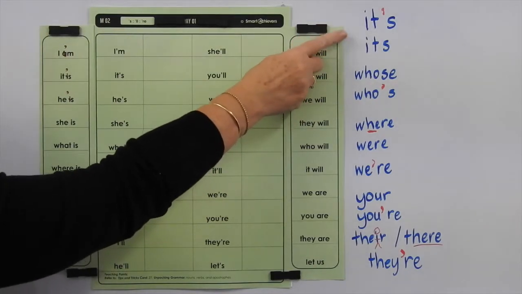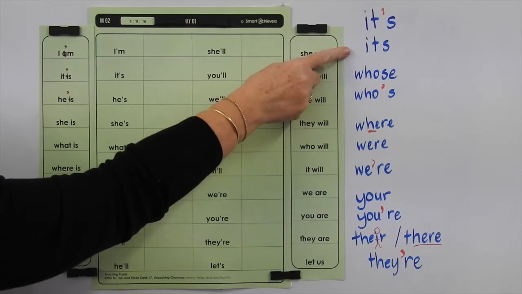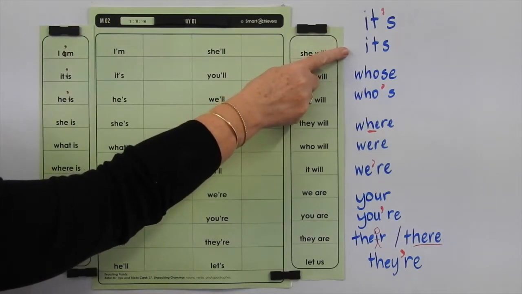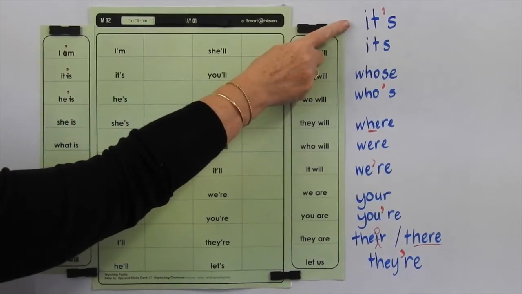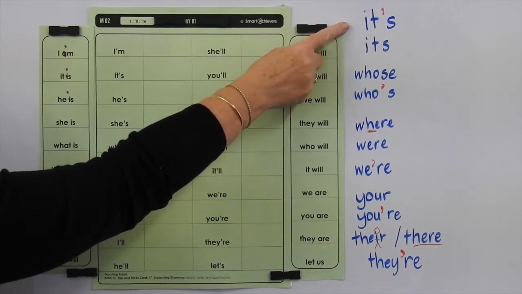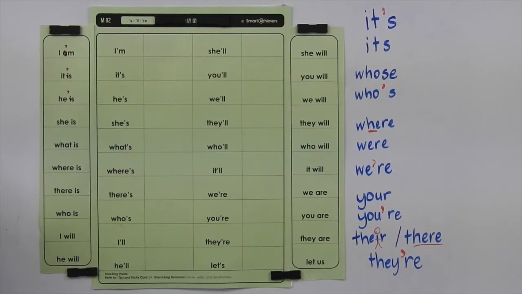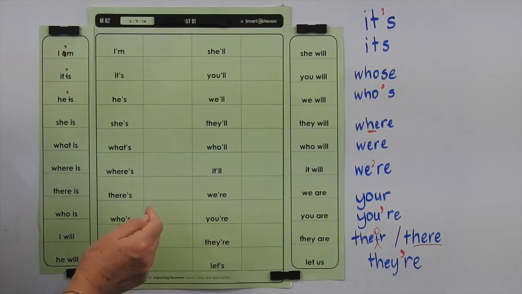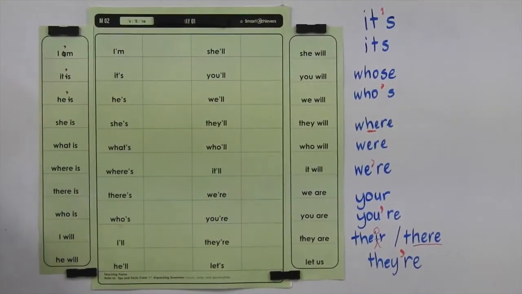Now it's is another tricky one because it stands for it is. Its is the only word that you can't show possession of with an apostrophe, because we've already used the apostrophe for the contraction, it is. So if you say the dog wags its tail, the dog wags it is tail, no. So you actually have to use its without a possessive apostrophe.